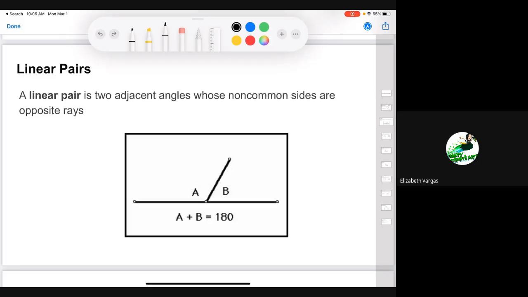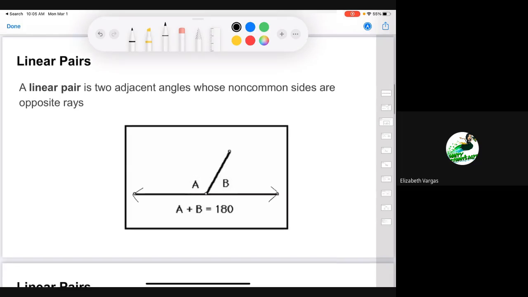So a linear pair is two adjacent angles whose non-common sides are opposite rays. These would be the non-common sides, and they're opposite rays because they face opposite directions. So what are linear pairs? Well, they're basically two adjacent angles who, when added together, equal 180 degrees. Okay, so for example, let's say that A was equal to 100 and B was equal to 80. Well, those would be linear pairs because they would equal 180 degrees, right? 100 plus 80 is equal to 180 degrees.